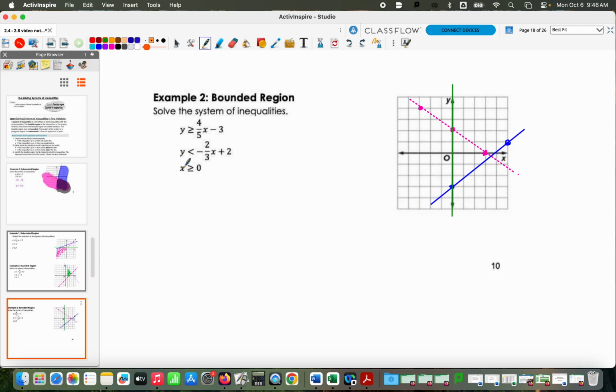And then I draw one more line, this vertical line through 0, and it's greater, so now I know it's going to be everything in this triangle, another bounded example, and all that good stuff. So everything inside here. All right, so if I pick any point in here, it should satisfy all three of these.